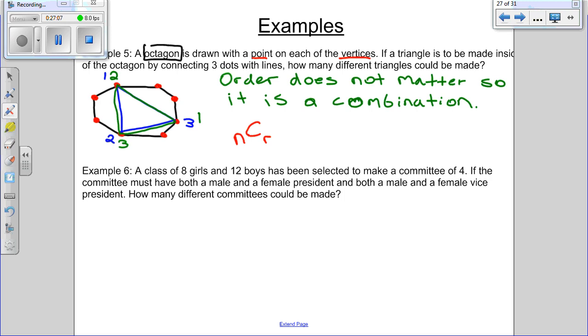I'm selecting points on the shape, right? That's what I'm selecting. So how many points do I have to select from? I have 8 things I can select from. How many am I actually selecting? 3. If I want to make a triangle, I need 3 points for that triangle. That could be your answer. You put that in your calculator, you have no idea what that answer is. 56? There's 56 different triangles I can build inside that octagon.